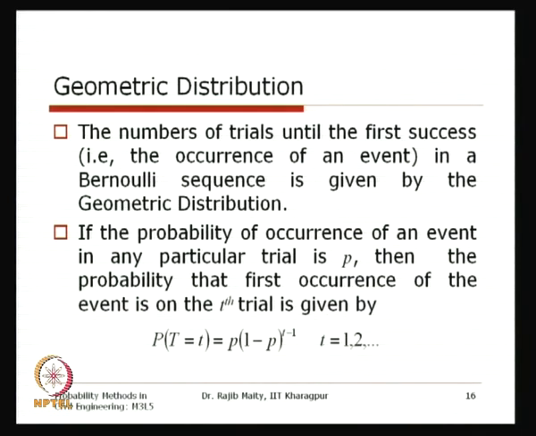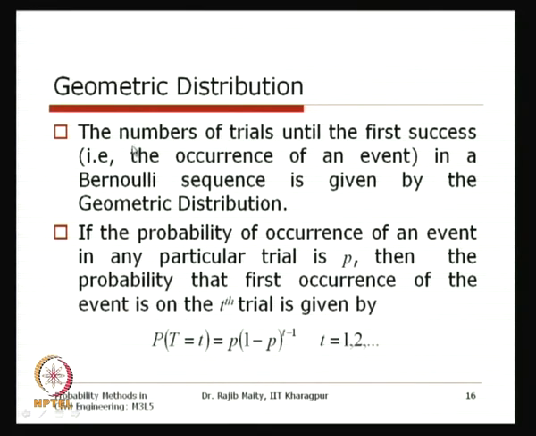Now, another distribution is known as the geometric distribution. The number of trials until the first success, that is, the occurrence of a particular event, where success is arbitrarily chosen, in a Bernoulli sequence is given by the geometric distribution. Here the random variable, as I was stressing, is the number of trials until the first occurrence.